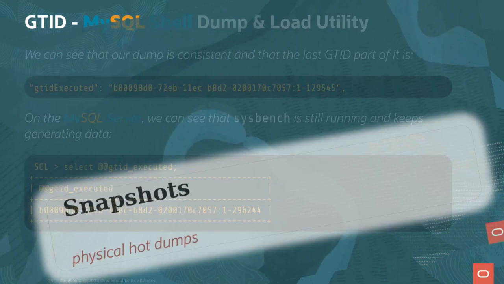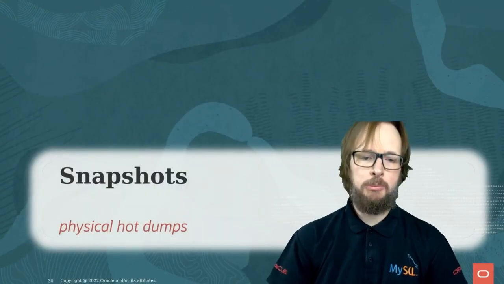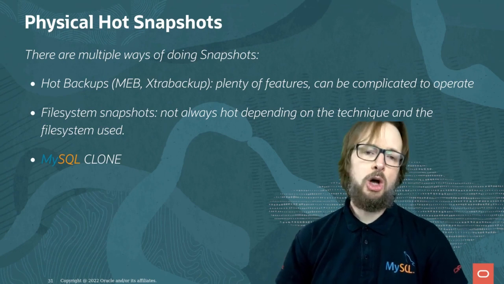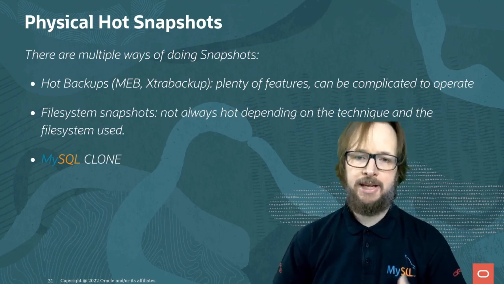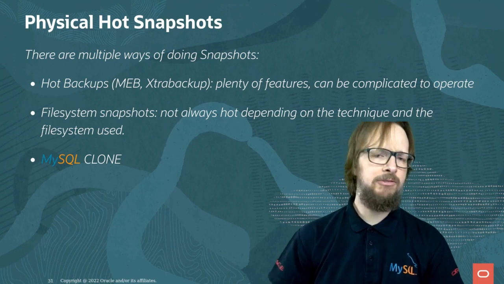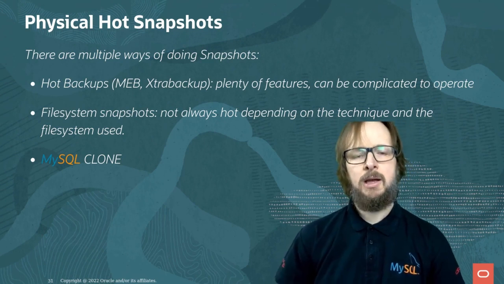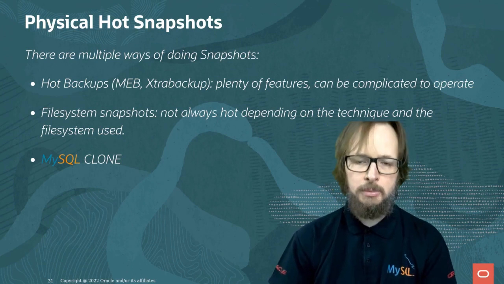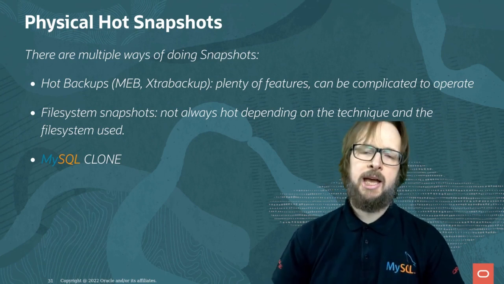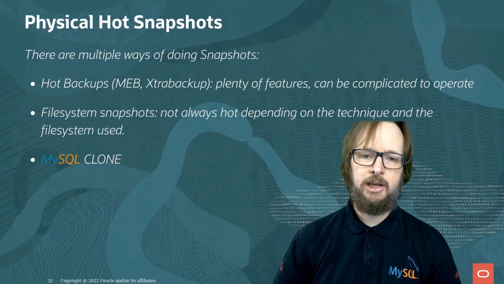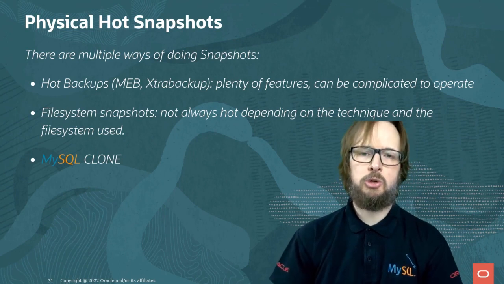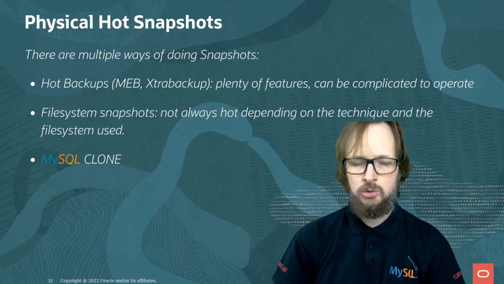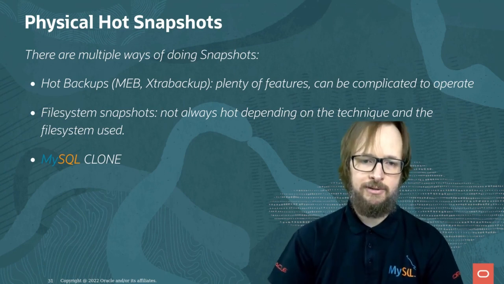So now, snapshot, physical hot dumps. There are multiple ways of doing snapshots. We can do hot backups, using MySQL Enterprise Backup or Percona XtraBackup, and these have plenty of features. They can do full backups, partial backups, incremental backups, and it can be very complicated to operate. And of course, it's also not supported on every cloud platform, where you don't have physical access to the server.